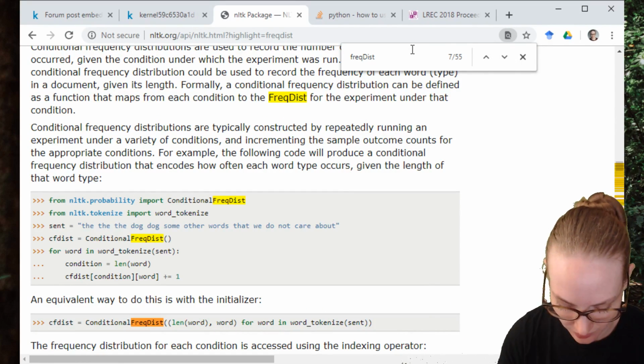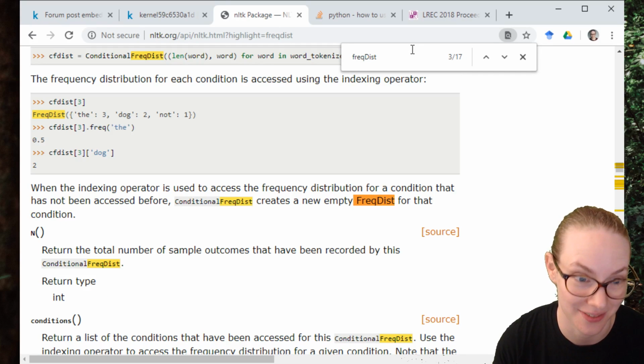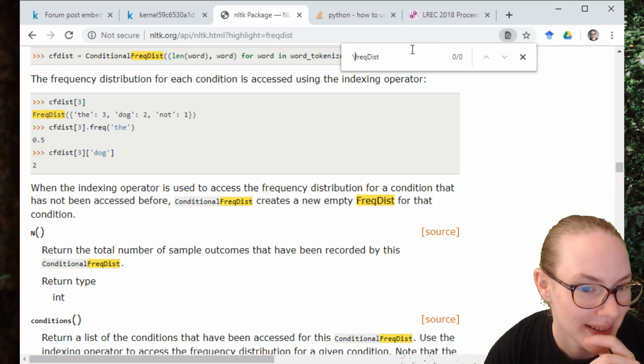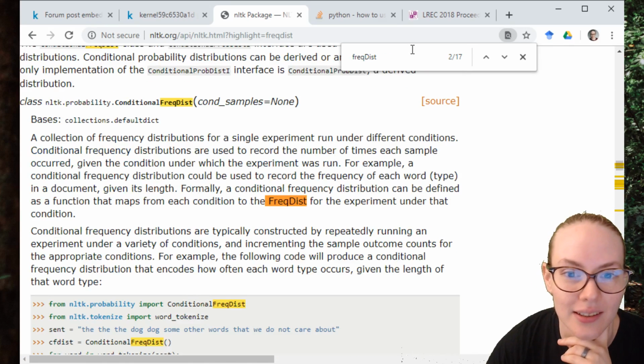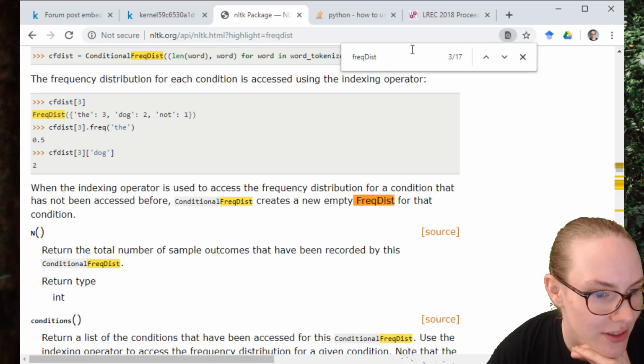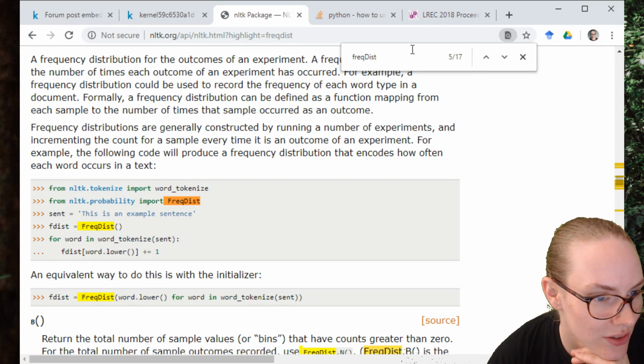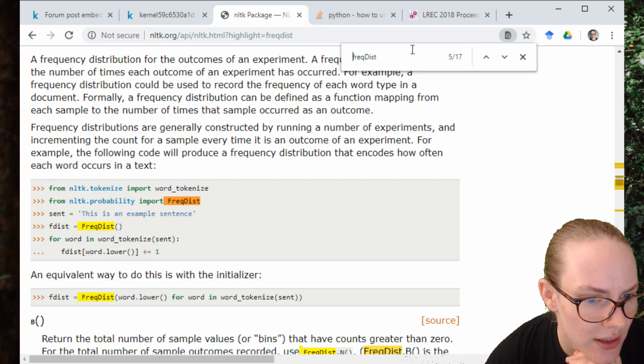What if I had a space in front of it? Would that help? I don't know why I'm just adding those. Frequency distribution. Oh. Okay, noted. All right.